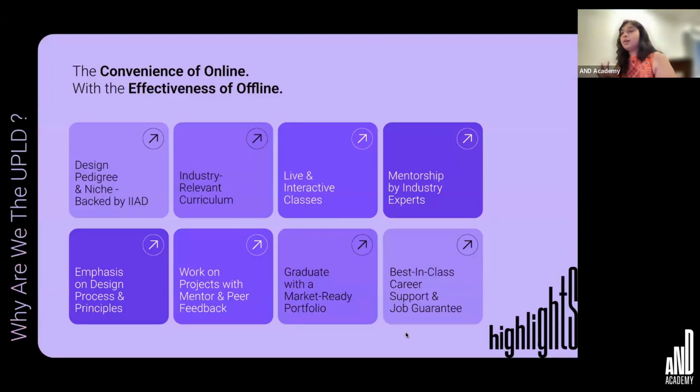Our motto here at And is to make design education accessible, affordable, and industry relevant. And how do we do that? As I spoke about, our design pedigree actually comes from IIAD. All of our curriculum are designed by people who are actually practicing designers and part of the design industry. So they're not just academicians, they're also people who are actively working in the industry and contributing to the industry.